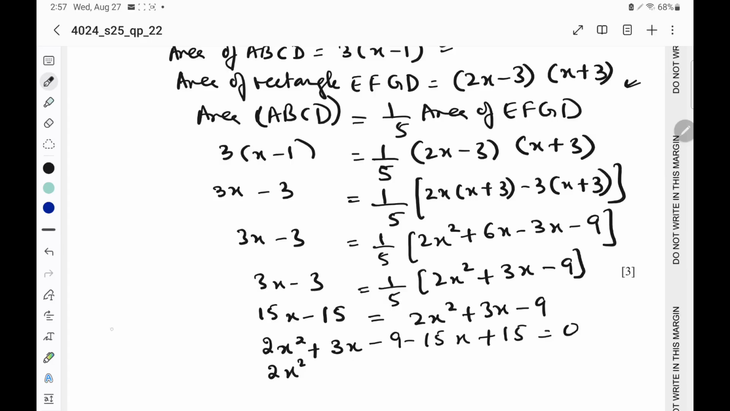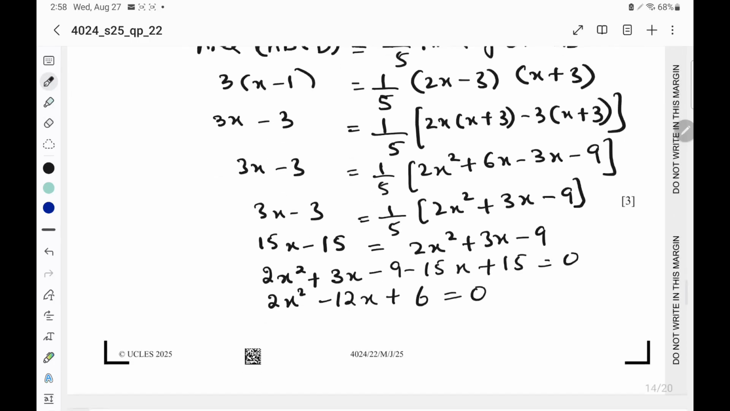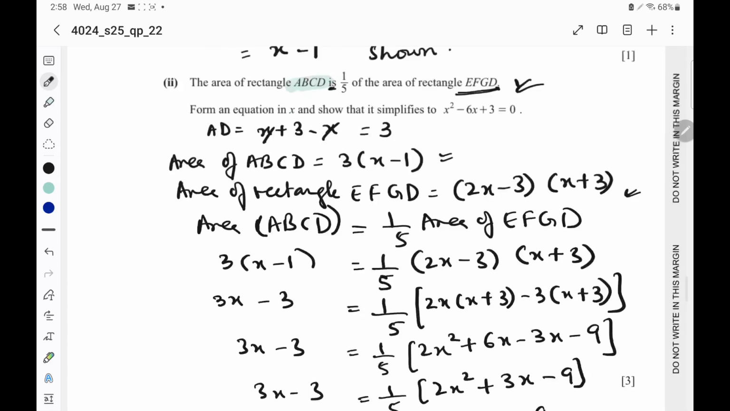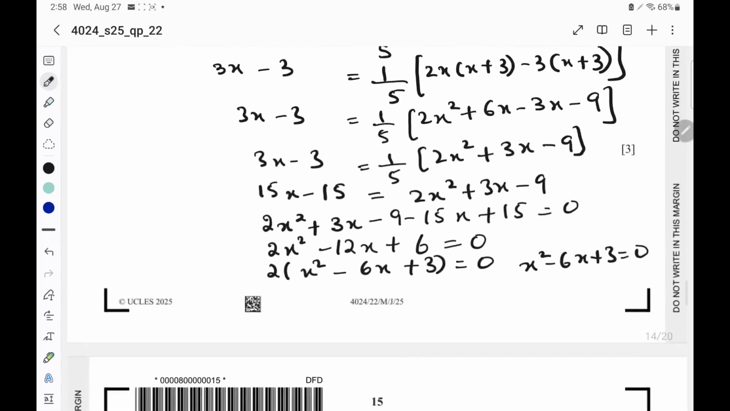Now 3x and minus 15x is minus 12x. And minus 9 plus 15, the constant number, is plus 6 equals 0. Wait, take a second, it's not 12, it's 6, and positive because of 15. So 2 common, x squared minus 6x plus 3 equals 0. So that's the same thing we had to show. Okay, so that is shown.